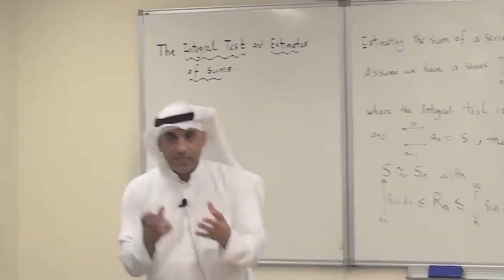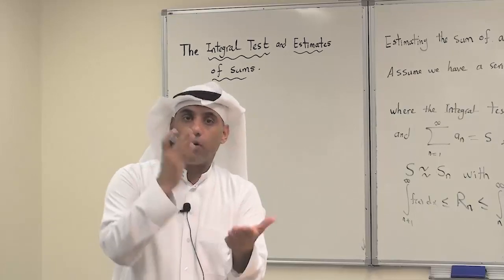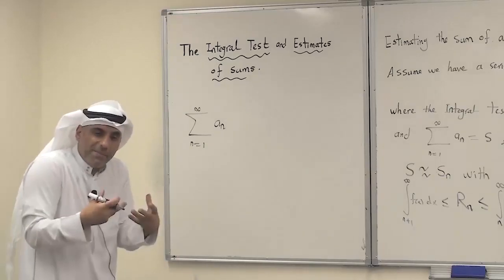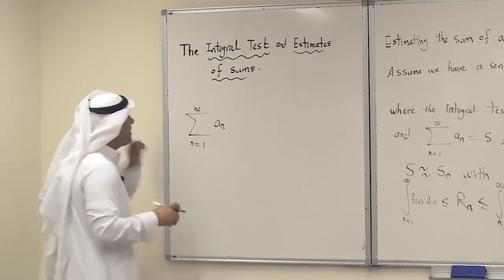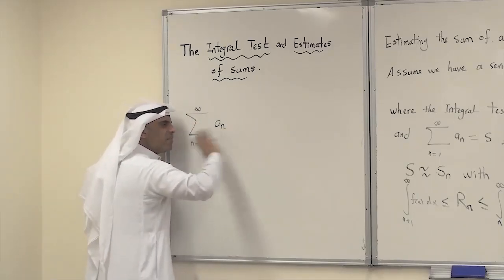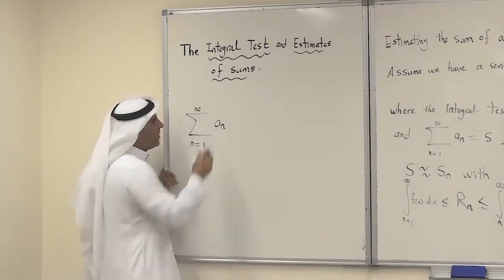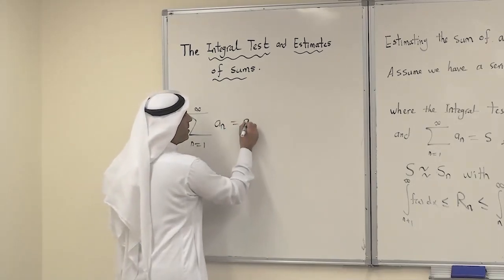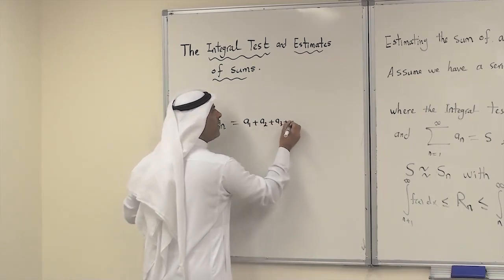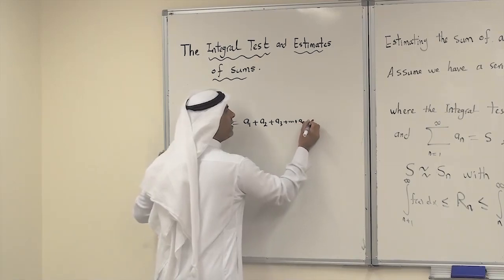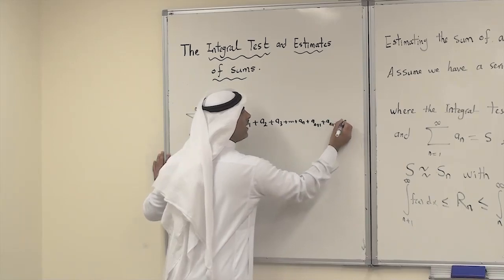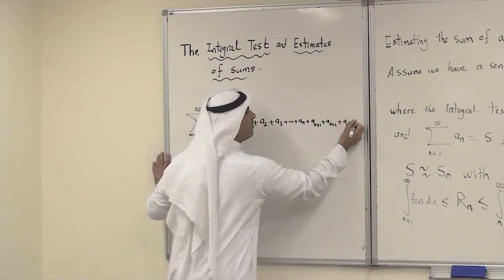Now, let us assume that we have a series and we concluded that this series is convergent. The question is, can we estimate the sum? And if we estimate the sum, what will be the error involved? Let's go back to the series. We have n equal to 1 to infinity. Assume we have a series that is satisfying all requirements of the integral test. Now, let's expand it. You have a1 plus a2 plus a3 plus, let us say, an, then we have an plus 1 plus an plus 2 plus an plus 3, and this will move up to infinity.